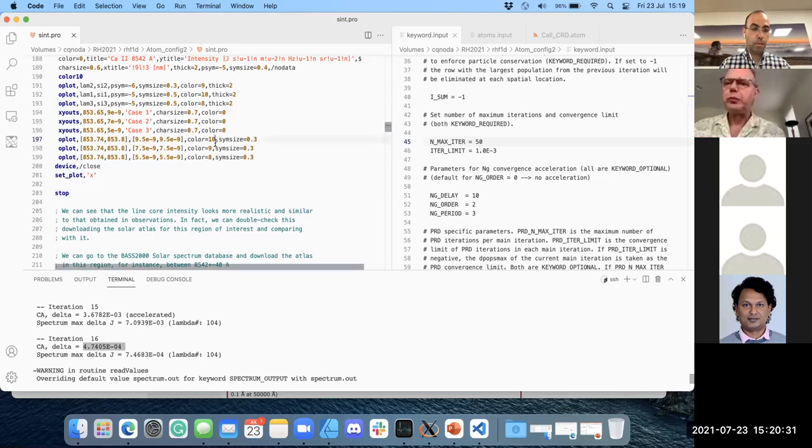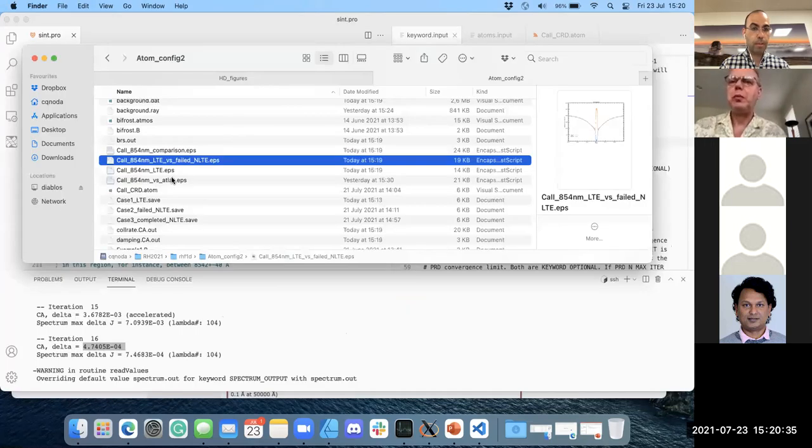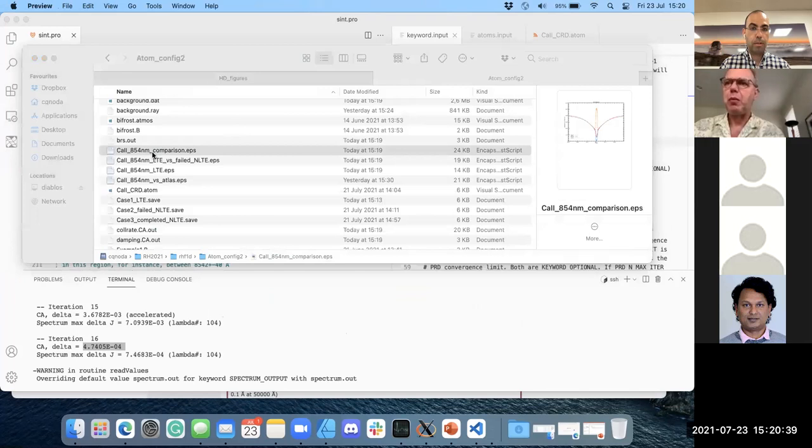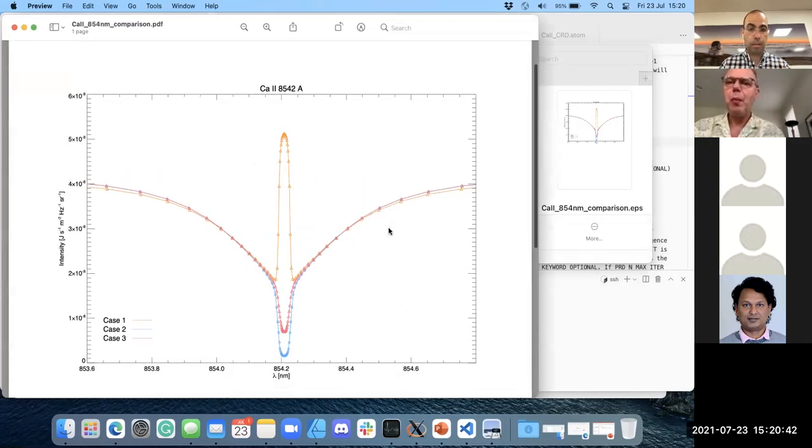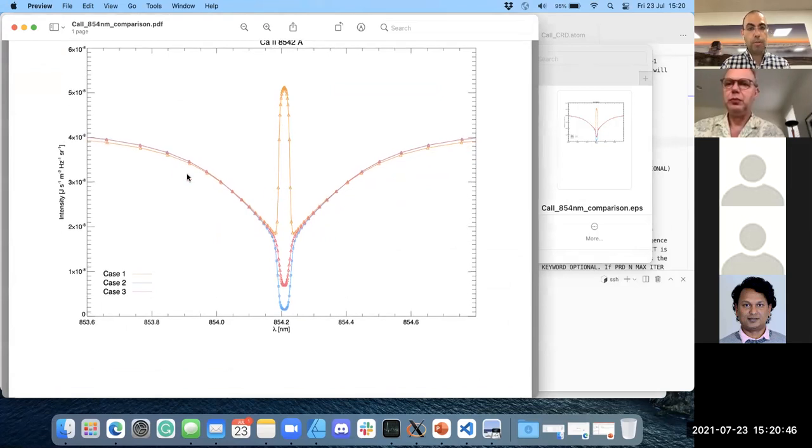Okay, so let's now compare the new profiles. So now we are here, comparison. This is including the new one, which is now this orange one. The orange is LTE. Blue is one iteration. And then red is reaching the iteration limit. It took 16, but it's reaching the limit that we have established.